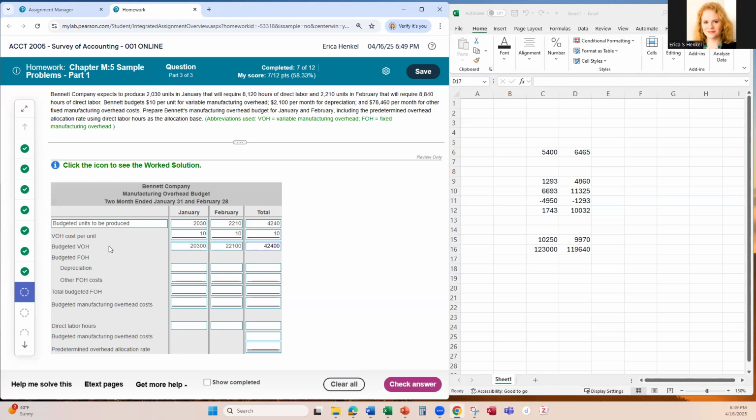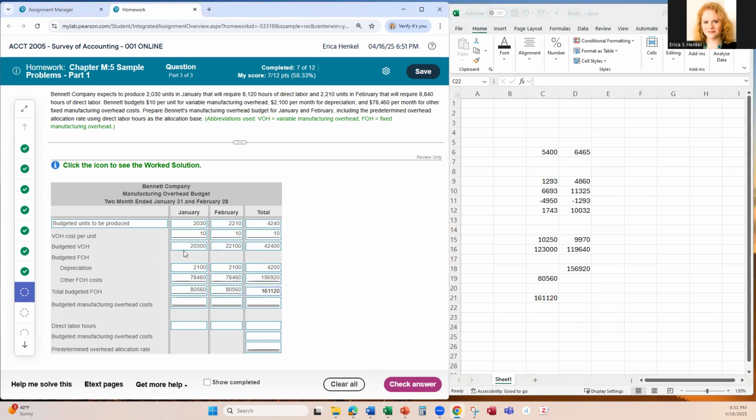So here we are going to take a look at, one second here. So we have here 2,100 per month for depreciation. Not going to change, don't have to do any math, just add those together. And then our other fixed overhead costs they provided us were 78,460. So we'll just add those together. 156,920. And then total budgeted fixed overhead is just the total there. So each month, 80,560. And multiply that times 2 for the total column. Gets us to 161,120.